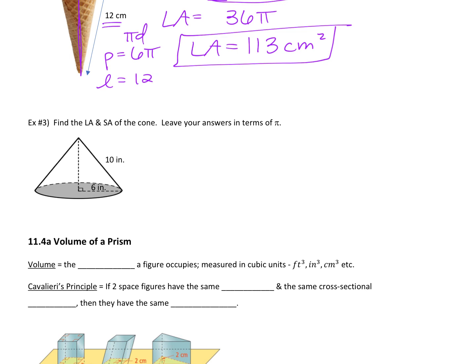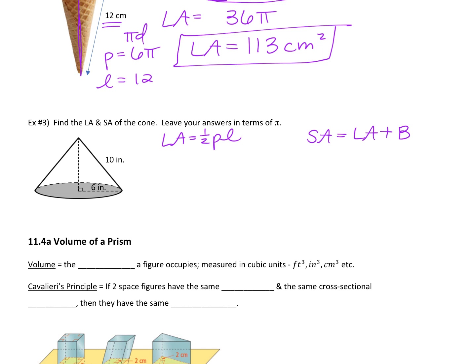Okay, last one. You know what? You do it. Try this one. And then I'll do it with you. So you're doing LA equals 1/2 PL, and surface area equals LA plus B. Okay, see what you get. Try it out. All right, what is your lateral area?